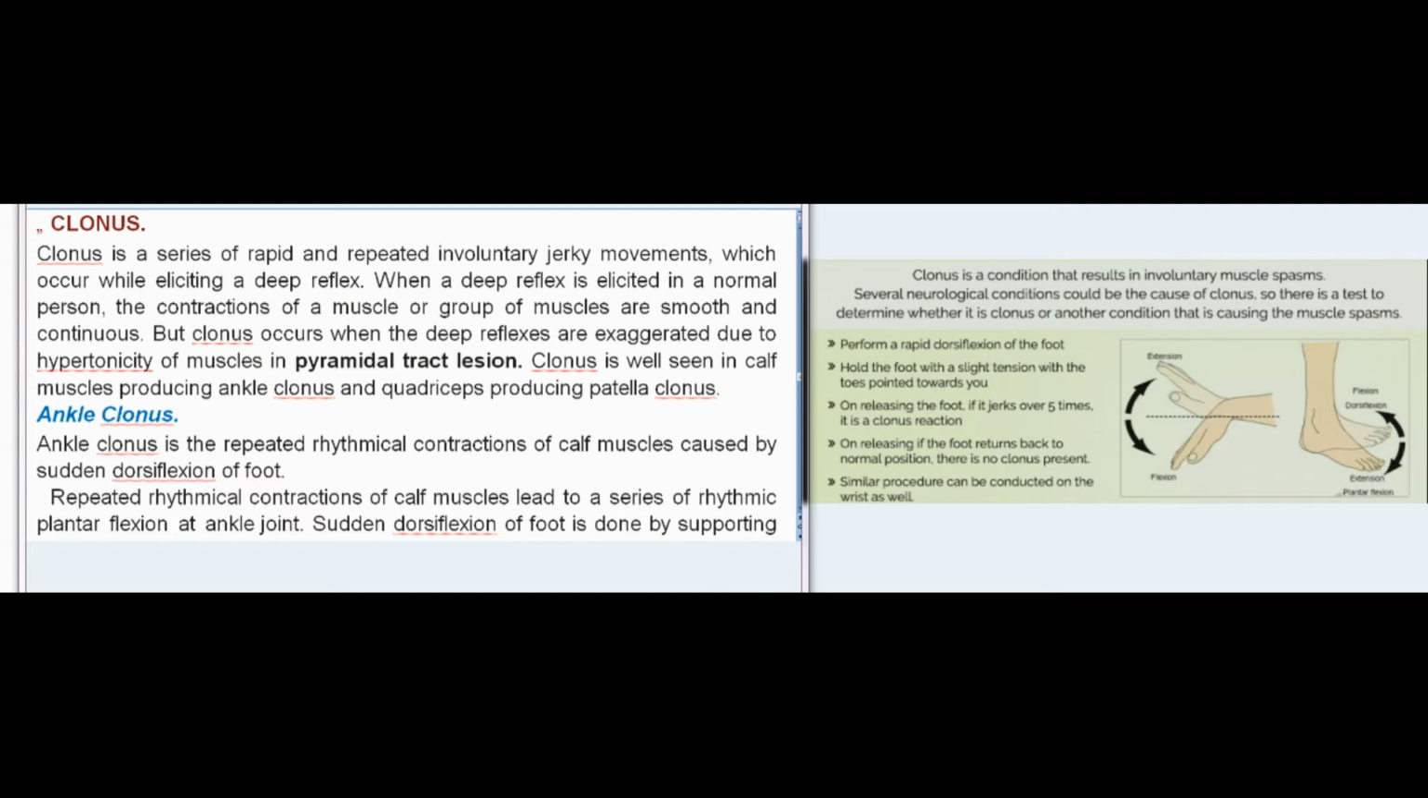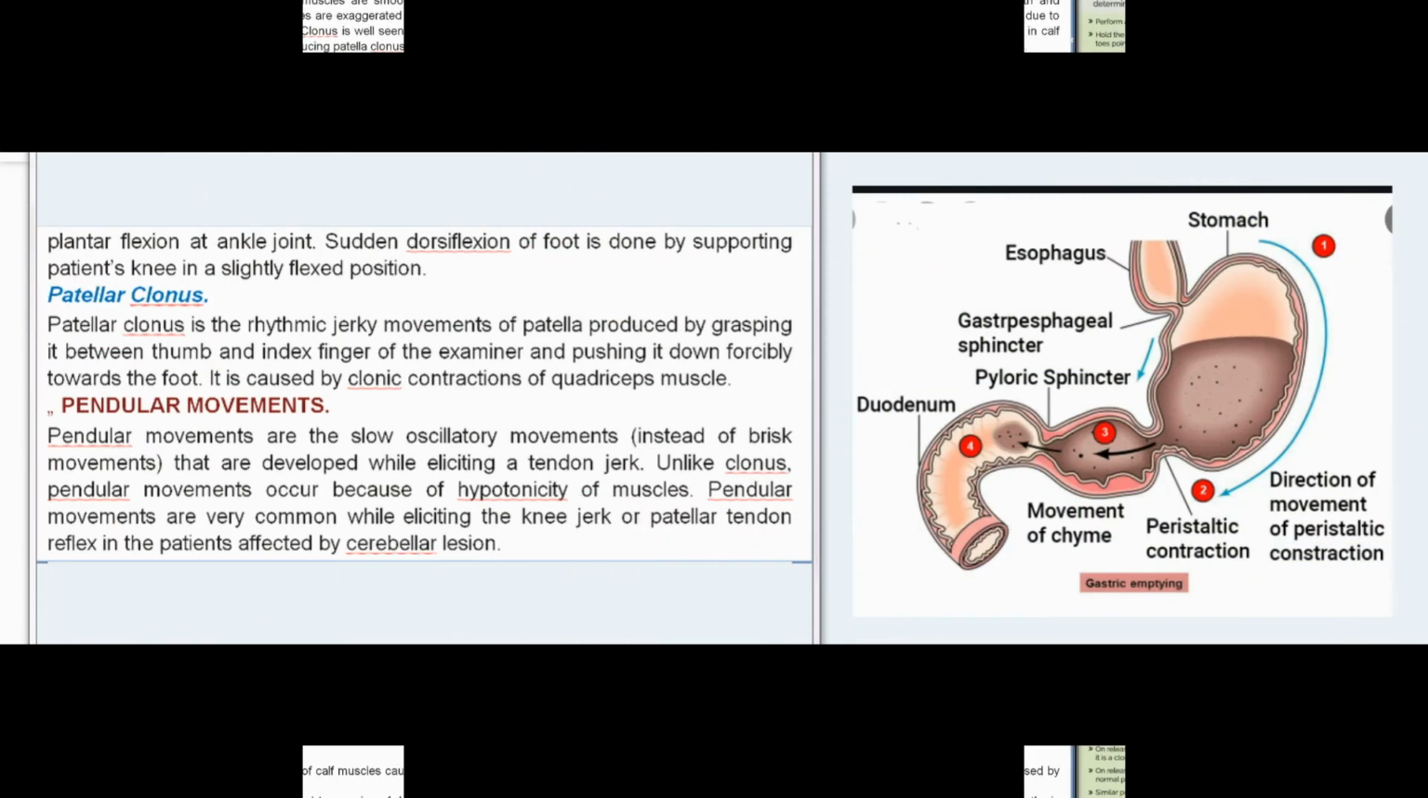Repeated rhythmical contractions of calf muscles lead to a series of rhythmic plantar flexion at ankle joint. Sudden dorsiflexion of foot is done by supporting patient's knee in a slightly flexed position.